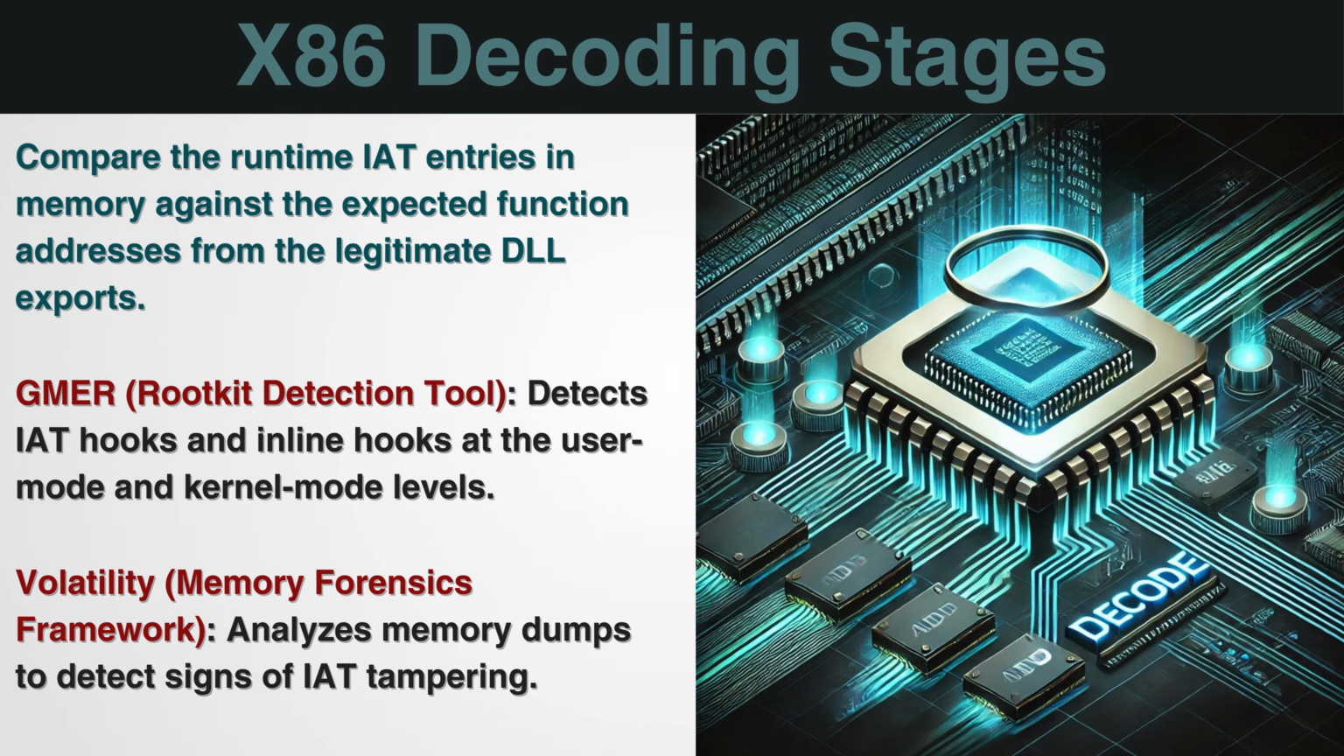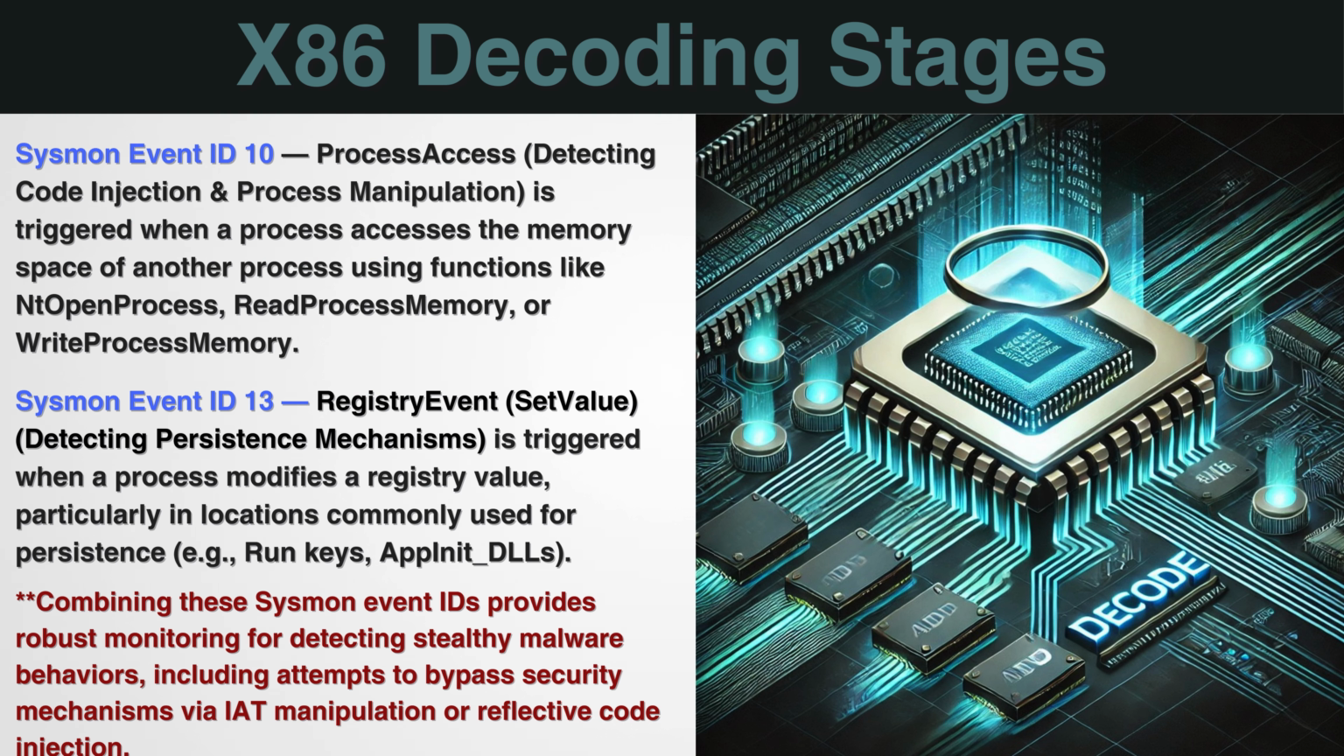Security professionals detect IAT tampering with integrity checks, tools like GMER or Volatility to compare runtime IAT entries against their expected values, using Sysmon event IDs like 10 and 13 for Sysmon monitoring, and behavior-based detection, monitoring for unusual function call patterns like high-frequency calls to VirtualAllocEx or WriteProcessMemory.